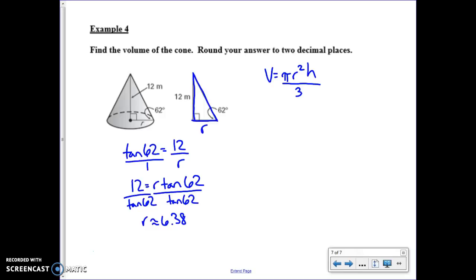And then I'm going to plug that in. So I get V is approximately pi times 6.38 squared times a height of 12 divided by 3. Now I've already rounded, so there's no reason to be exact. So I get 511.51, and my label is meters cubed.